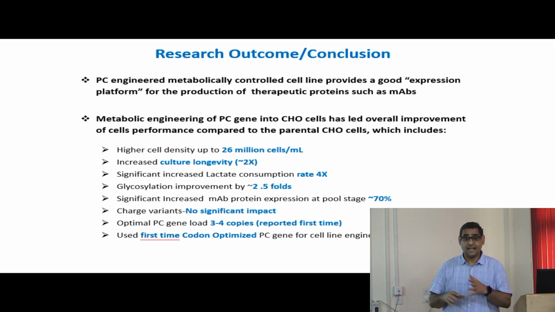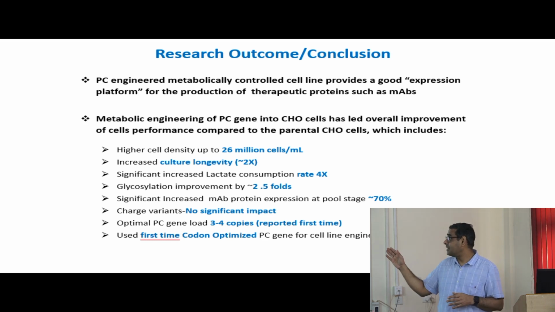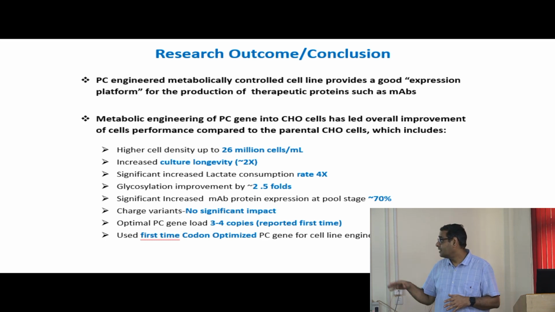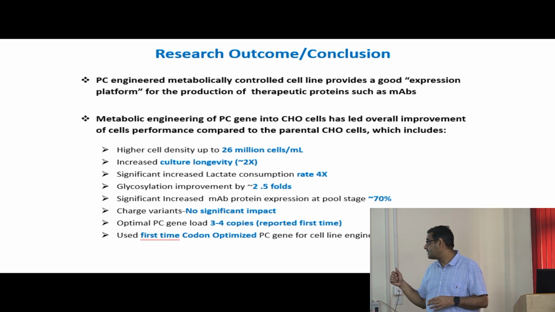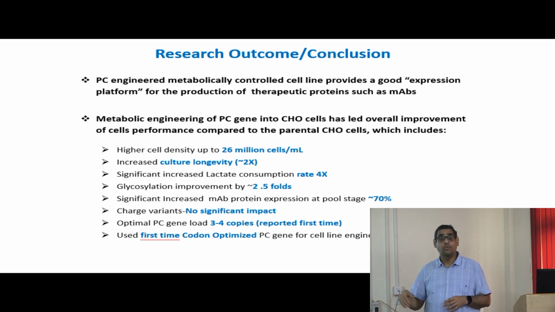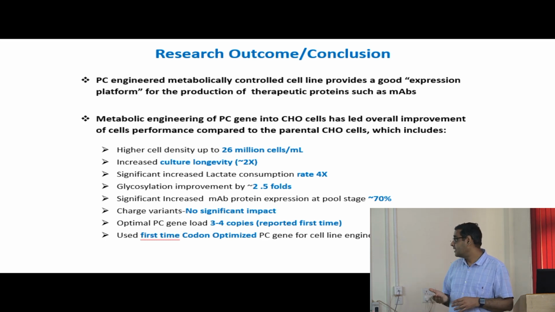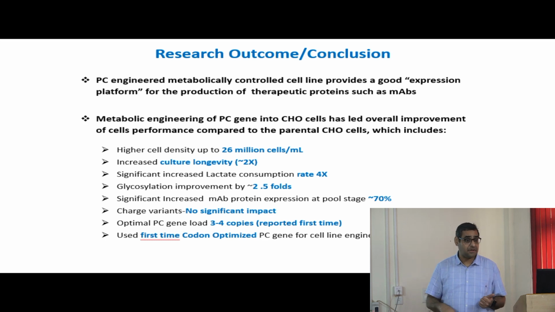These are the data from our lab. Higher cell density: we got 26 million cells per ml. We got culture longevity that was two times more. We saw lactate consumption. Then glycosylation showed a 2.5 fold increase. Then a significant increase in mAb protein expression, that is 70%. Then charge variant, we did the charge variant study. This was the first study.